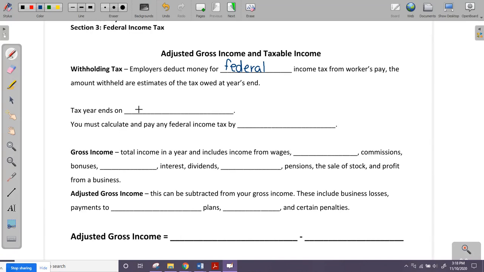Tax year ends on December 31st every year. And you must calculate and pay any federal income tax by tax date, which is April 15th.